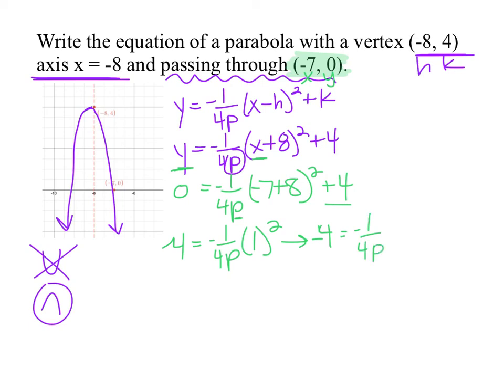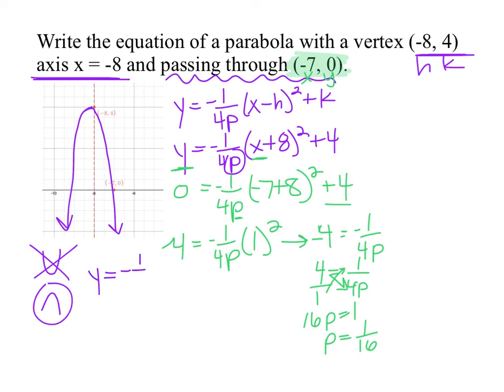Now this is a good sign. Both sides are negative, so really positive 4 equals positive 1 over 4p. So now we know we're not going to get a negative p value, so we're doing something right. And then you're just going to want to cross multiply. So 16p equals 1, so p equals 1/16. So if we plug that into here, let's write our final equation.